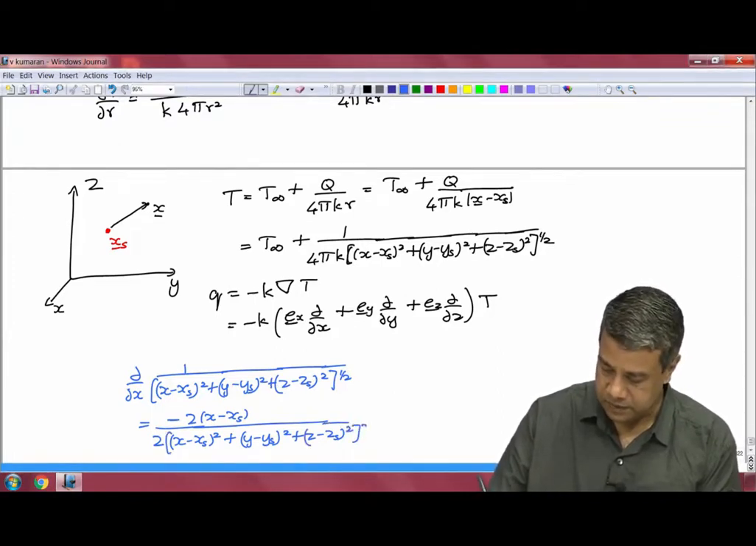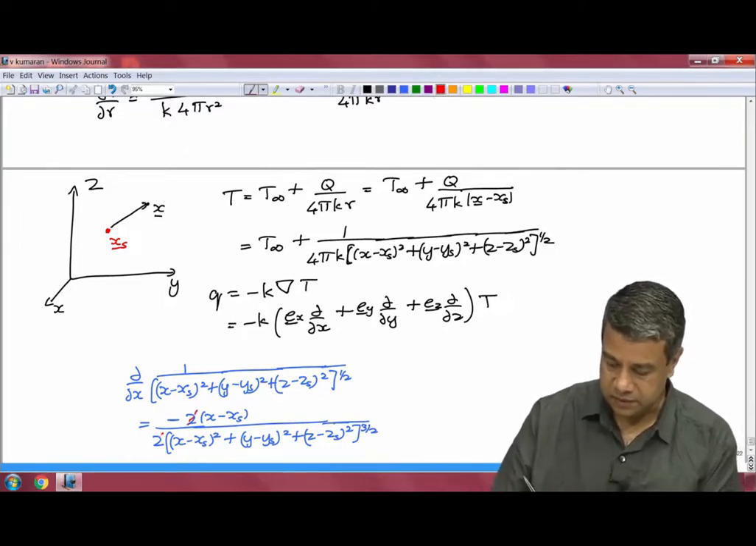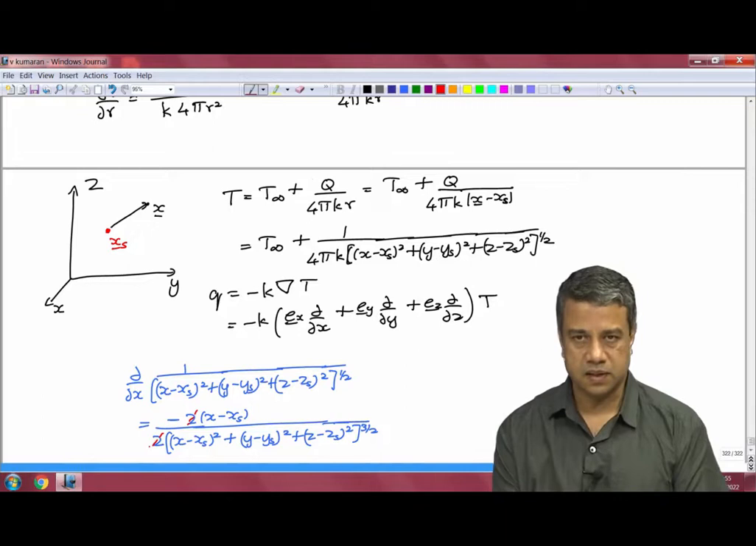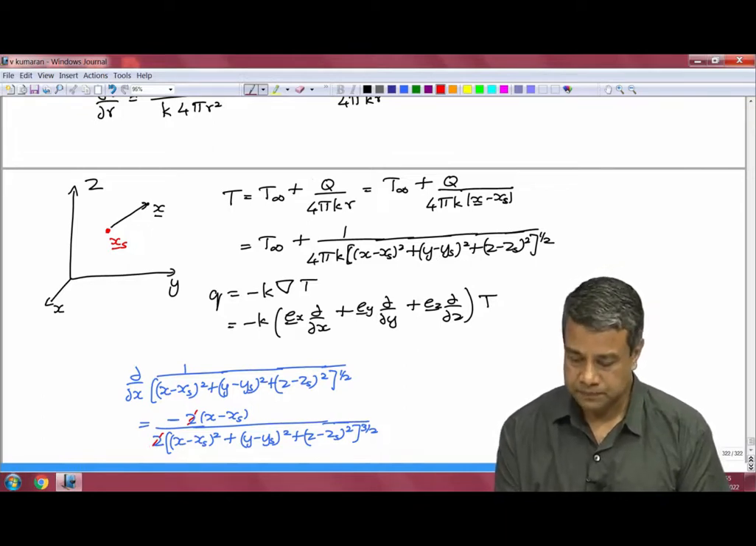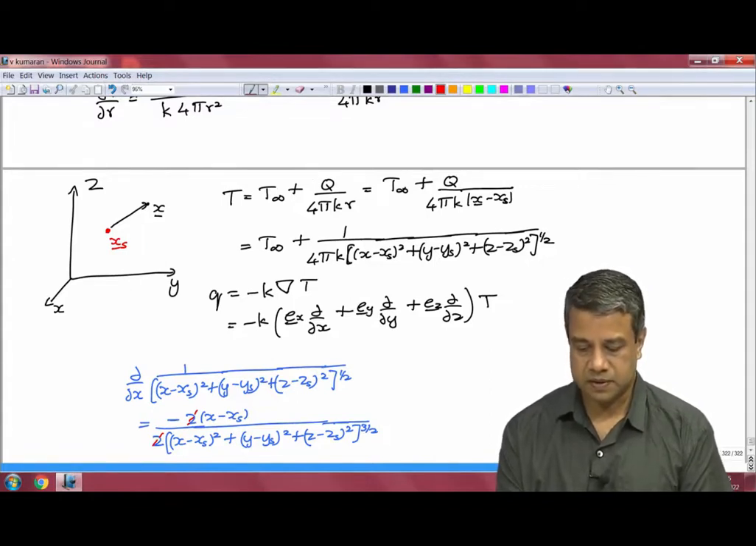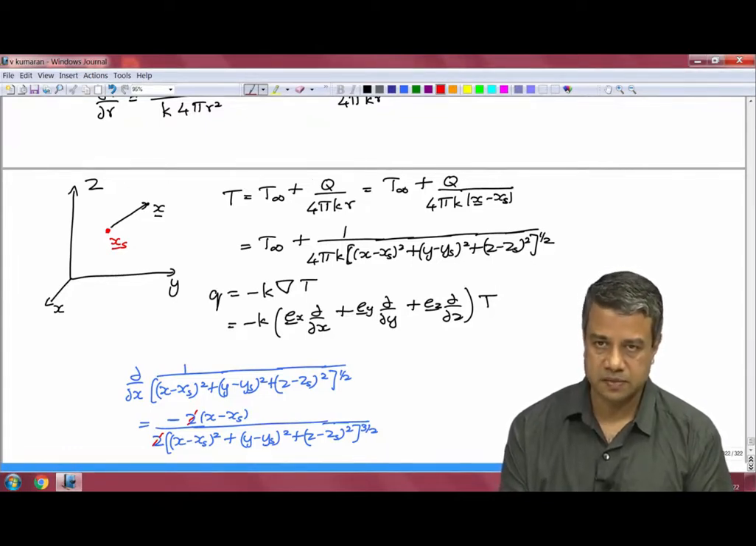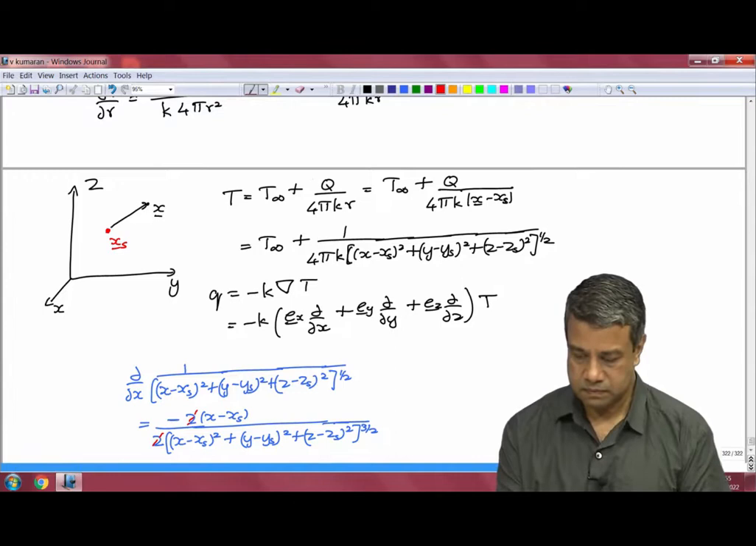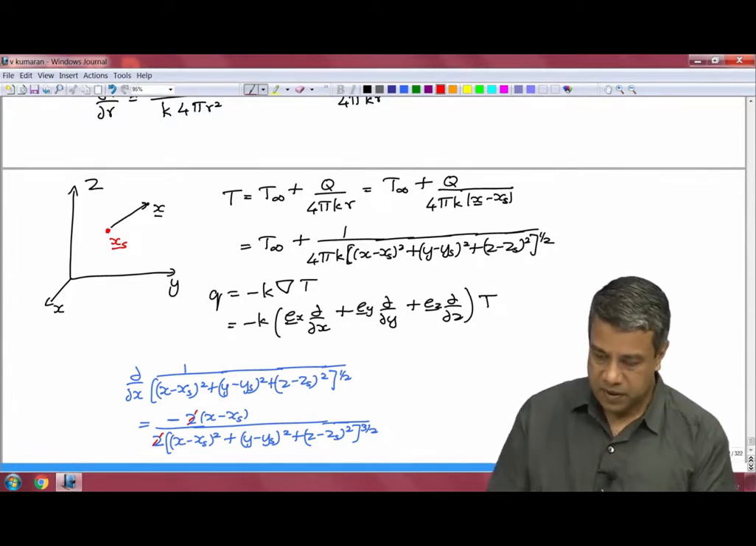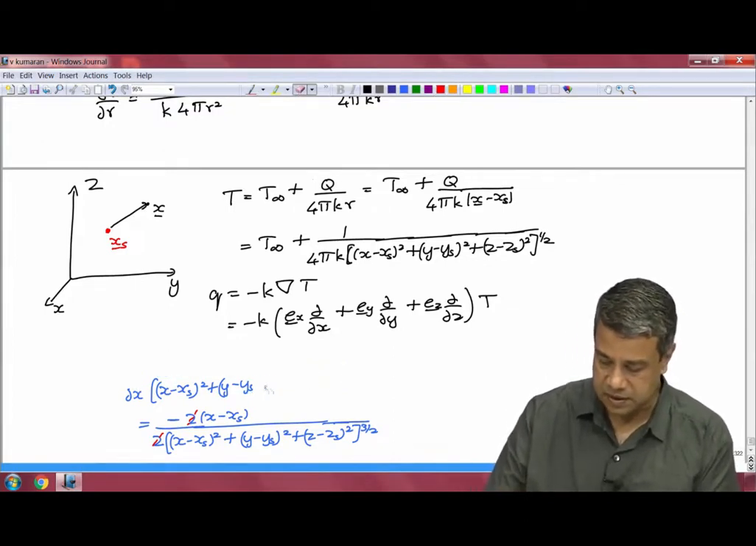Whole to the 3 halves. And these 2's will cancel out after you have done the differentiation using the chain rule. First you differentiate this function with respect to x minus xs the whole square, and then differentiate x minus xs the whole square with respect to x. If you do this, you get similar expressions for y and z.